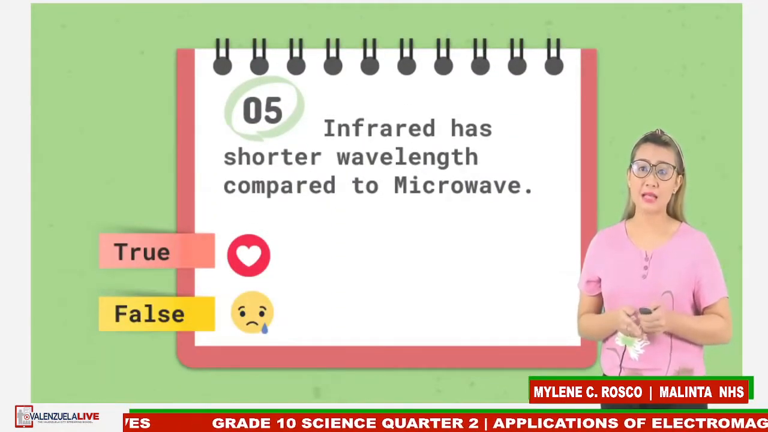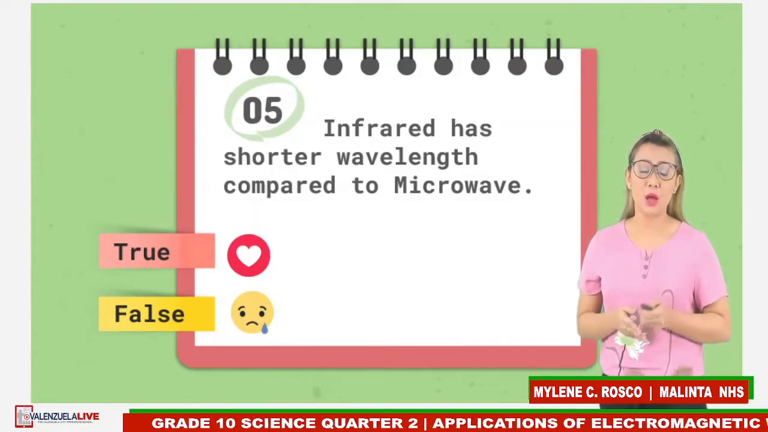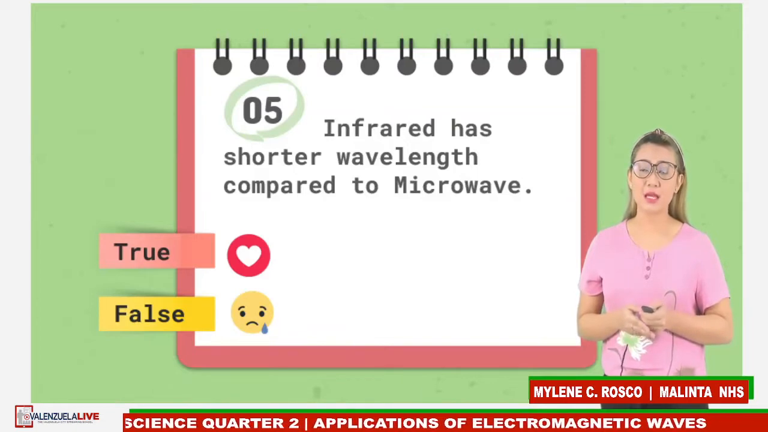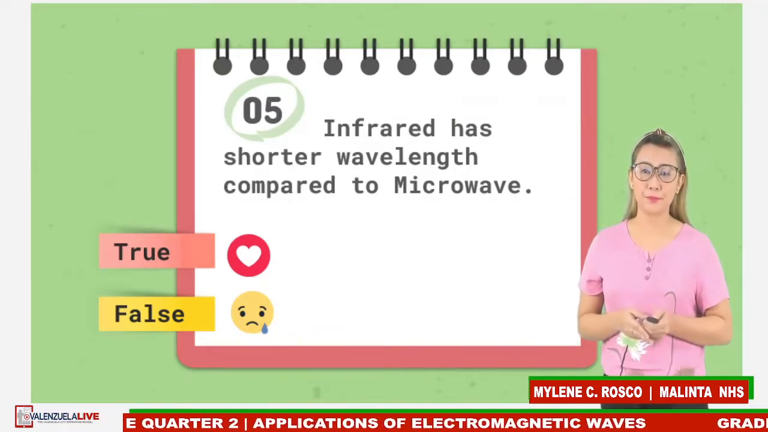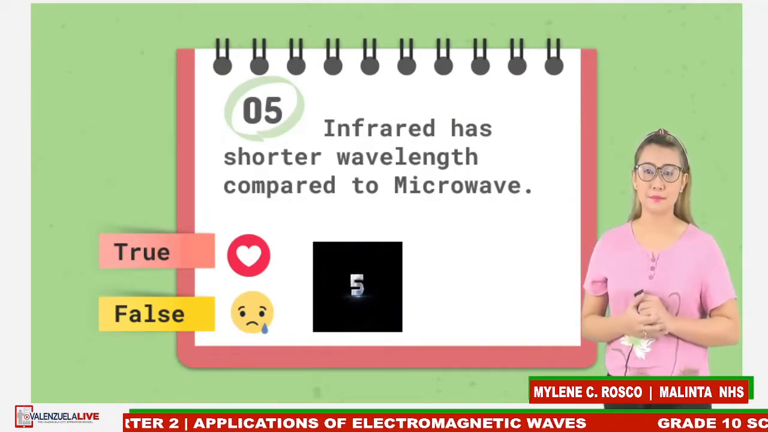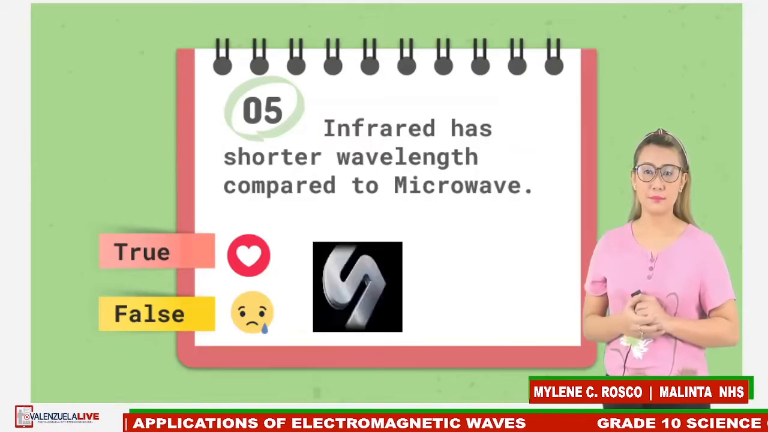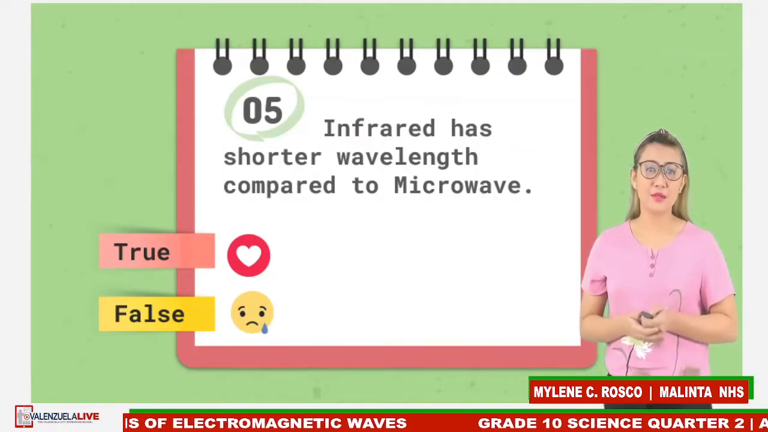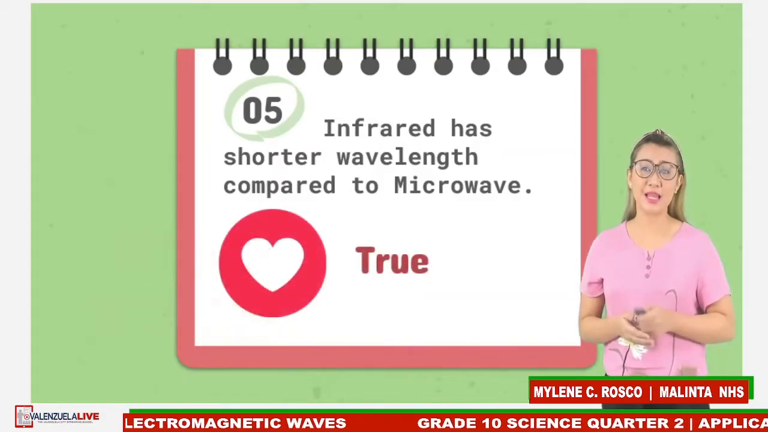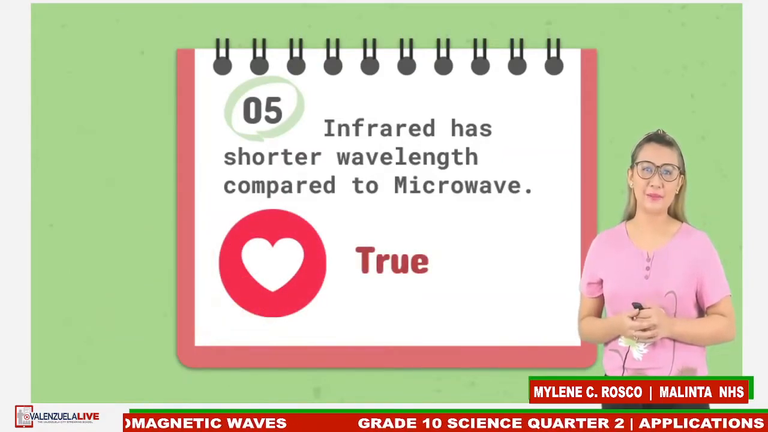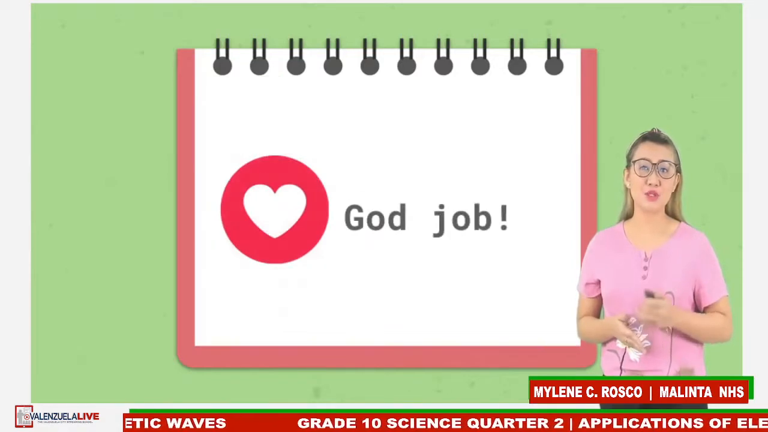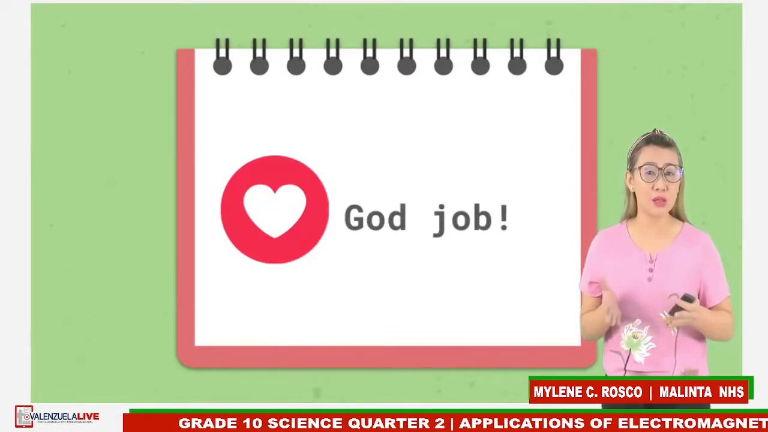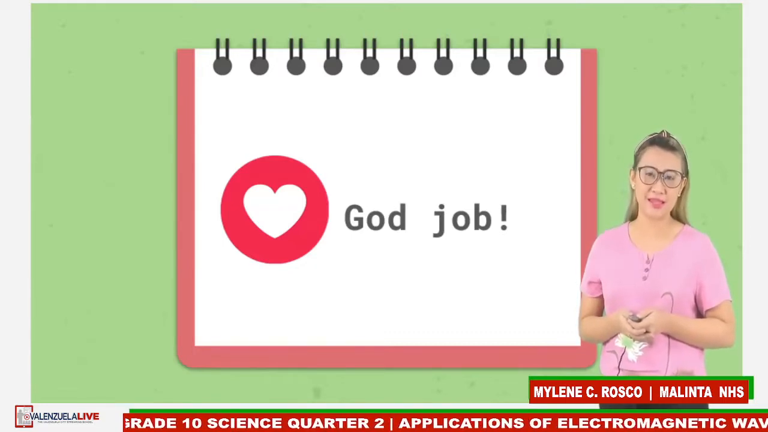Infrared has a shorter wavelength compared to microwave. 5 seconds, go. All right, so the correct answer is true. Heart react. All right, so good job, students. Well, can you give a heart react to all who participated in our activity?